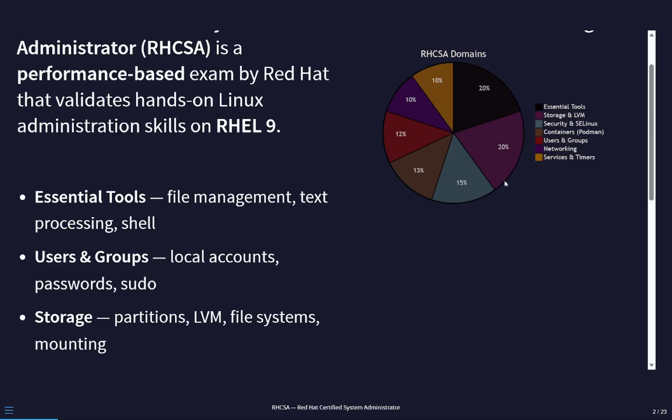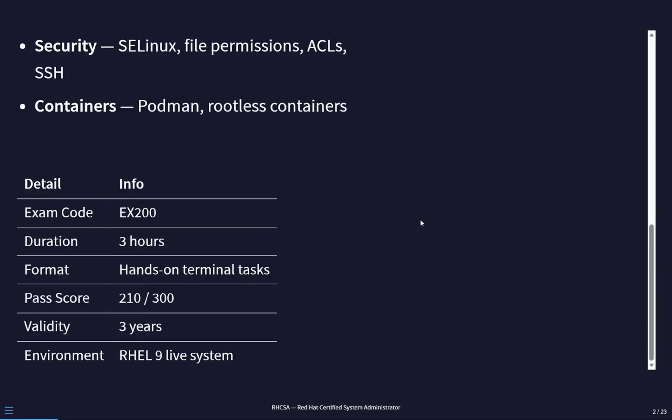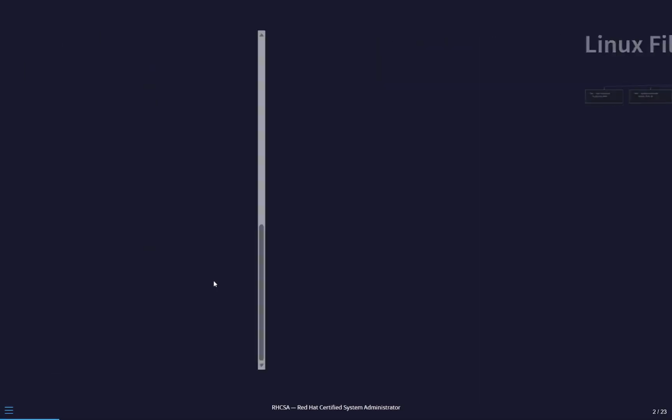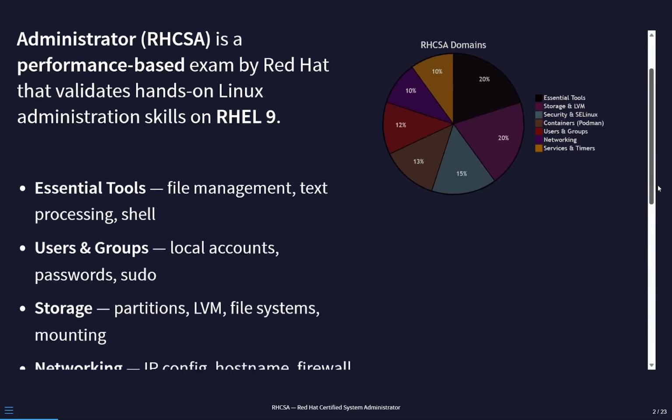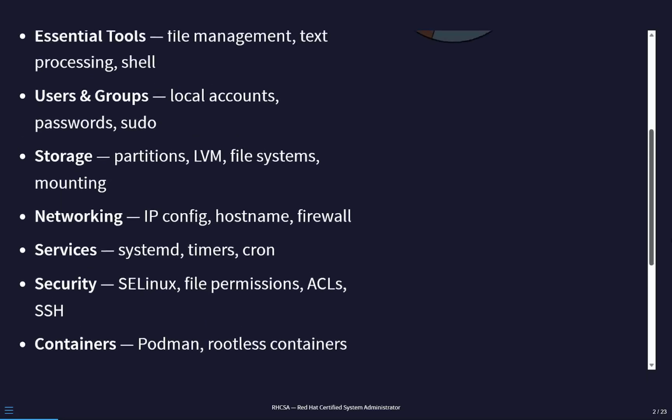Look at the exam details. Exam code EX200. You get 3 hours. The passing score is 210 out of 300. That is 70%. The exam environment is RHEL 9, running in a live virtual machine. You have access to man, help, and all the standard system documentation. The exam tests speed and muscle memory as much as knowledge. 3 hours sounds like a lot, until you are under pressure.